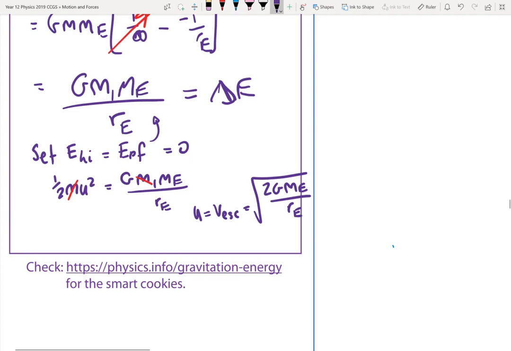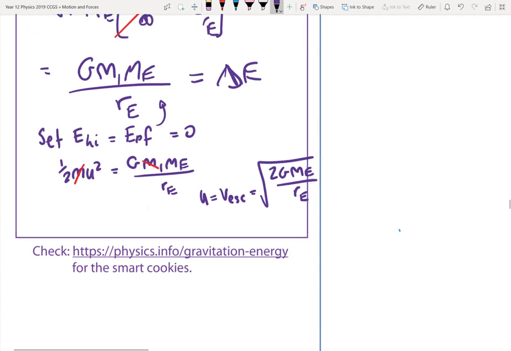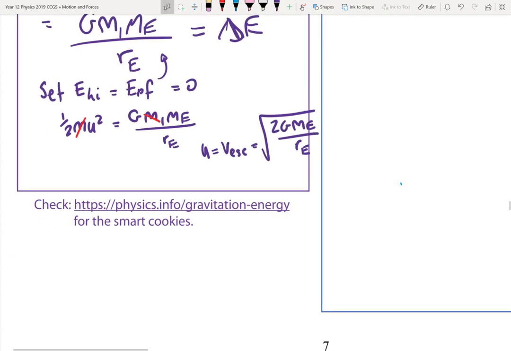Okay? And it comes out, if you plug and spit all of the numbers from your data sheet into that equation, we get 11,172 meters per second. All right? Ignoring air resistance from the surface of the Earth, that's all you need. It's not much. It's quite easy to do.